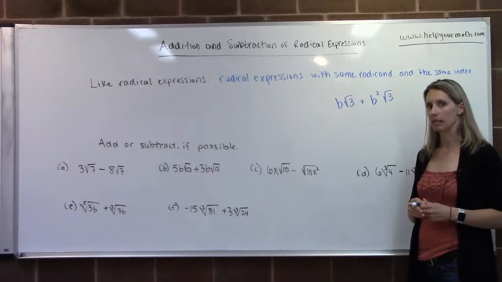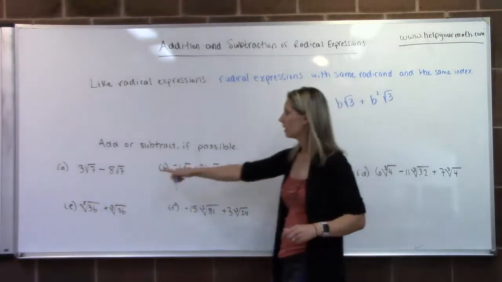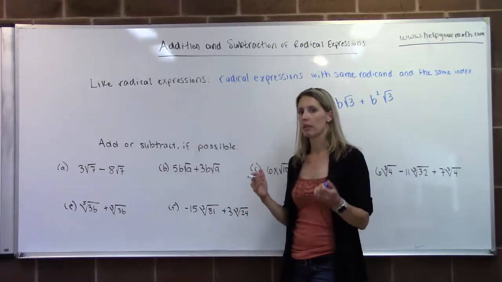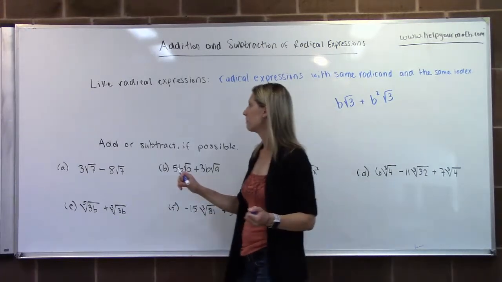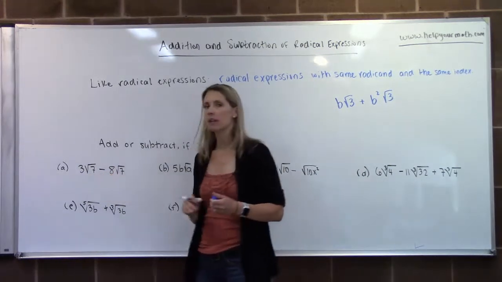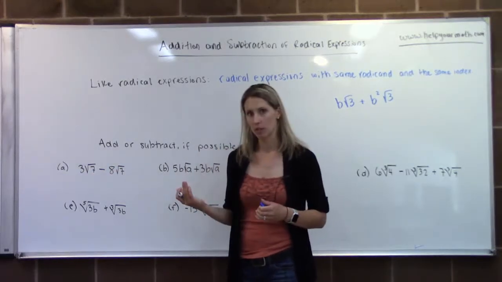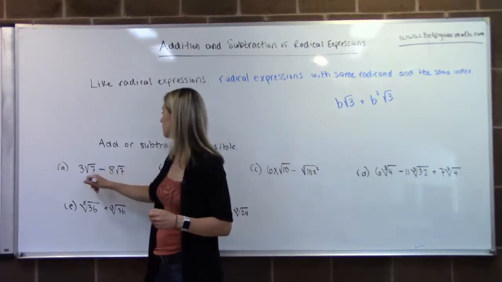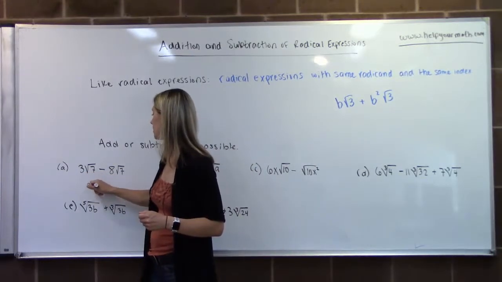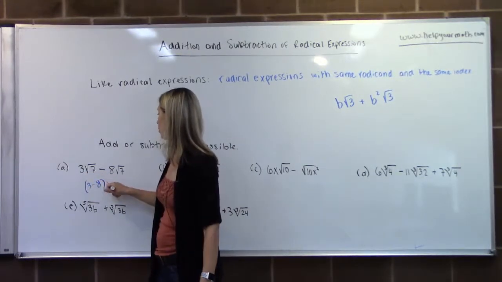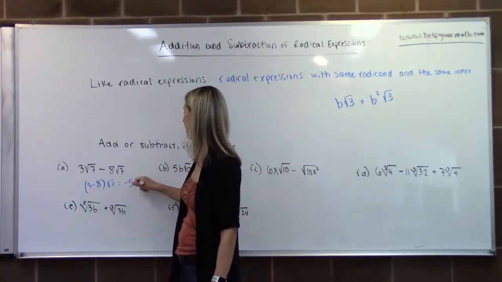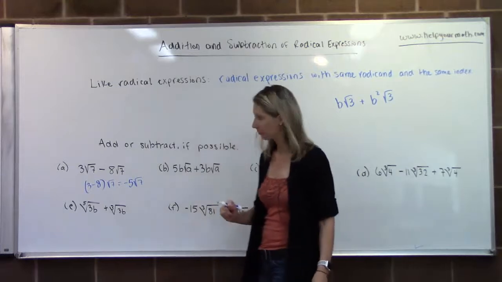Let's take a look at some examples. Letter A, we have 3 radical 7 minus 8 radical 7. So they are like radicals. They have the same radicand of 7, and they have the same index. One's not given, so it's assumed that it's an index of 2. When we go to combine these, we combine the coefficients. So we're going to do 3 minus 8, which is -5, so it's -5 radical 7.